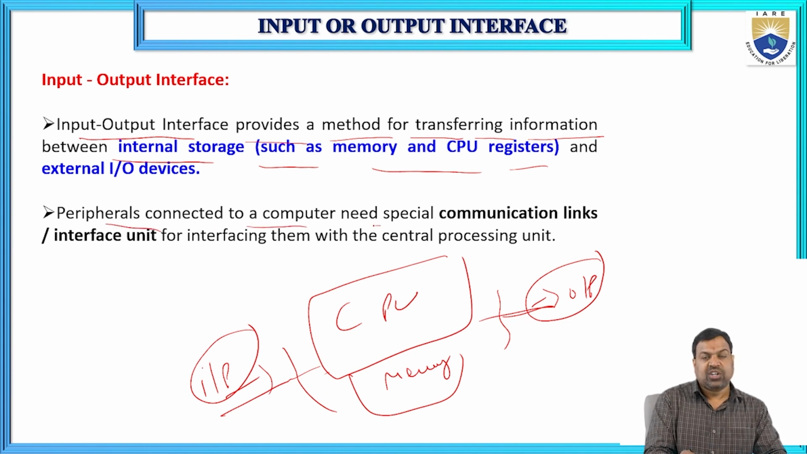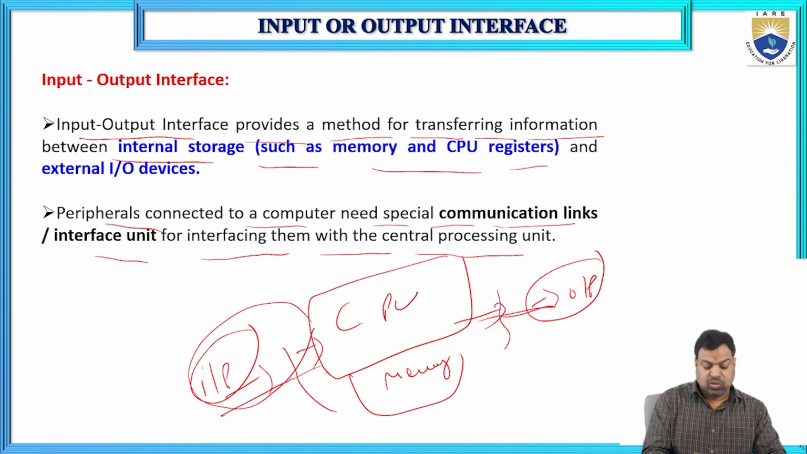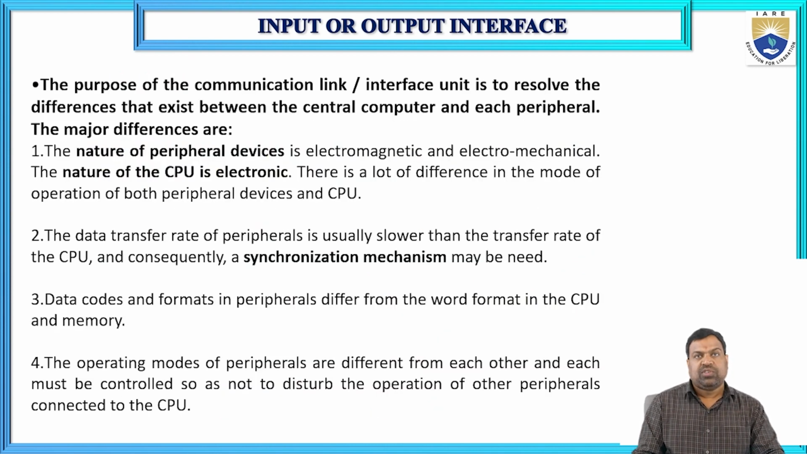Those are the peripherals connected to a computer that need special communication links or interface units for interfacing them with the central processing unit. So what are the peripherals we are connecting to the CPU? The purpose of the communication links or interface unit is to resolve the difference that exists between the central computer and each peripheral. The major differences: the nature of peripheral devices is electromagnetic and electromechanical. The nature of the CPU is electronic. There is a lot of difference in the mode of operation of both the peripheral devices and the CPU.